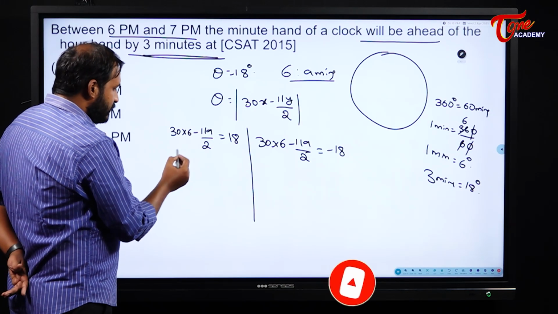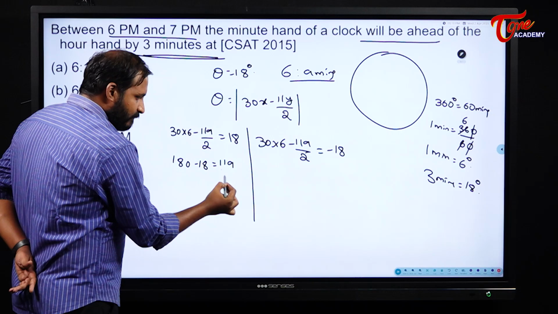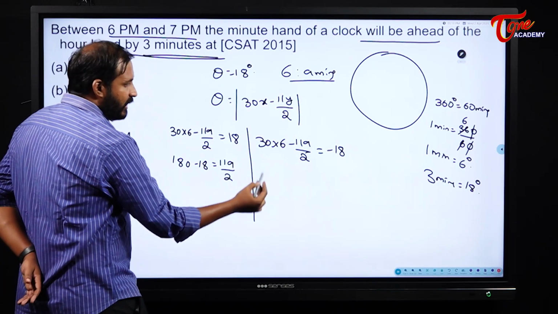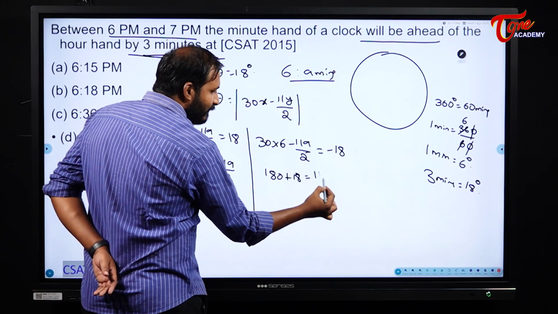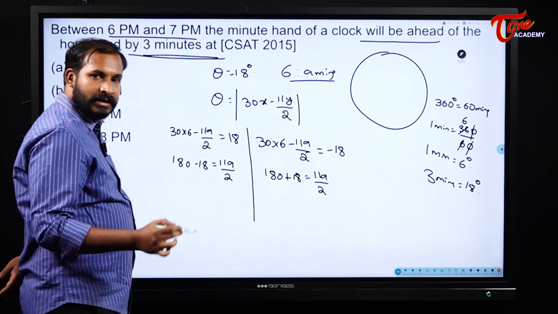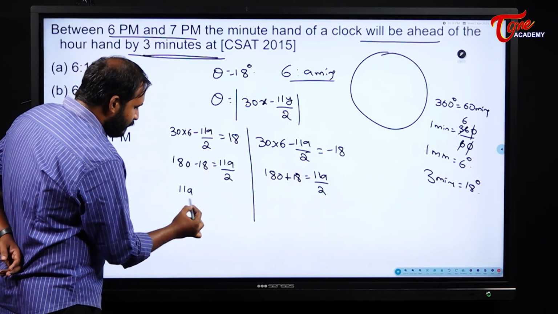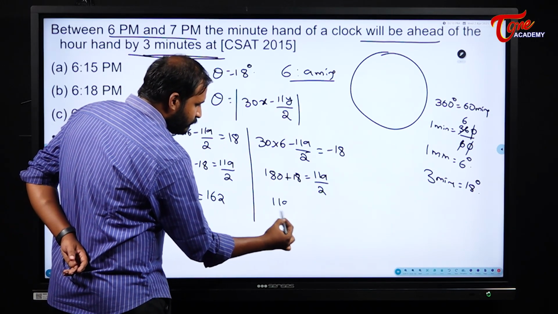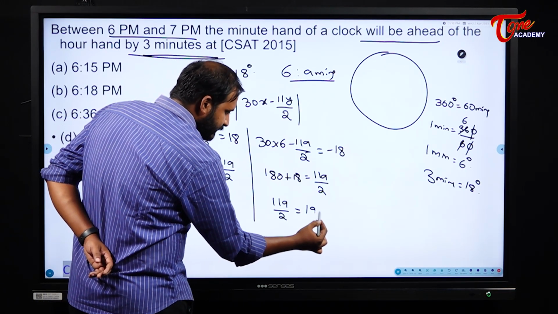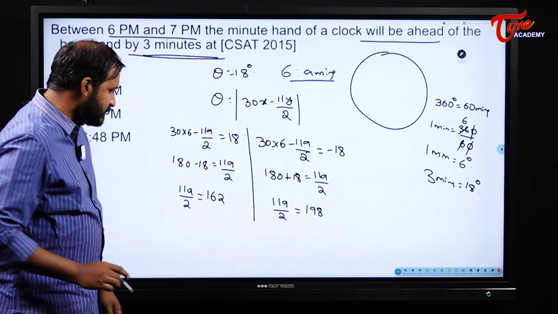When I send 18 to this, 180 minus 18 is equal to 11a by 2. And similarly, what happens to this one? 180 plus 18 is equal to 11a by 2. Okay, now what will you get here? 11a by 2 is equal to 162. Here, 11a by 2 is equal to 198. Are these two values satisfying? Yes.